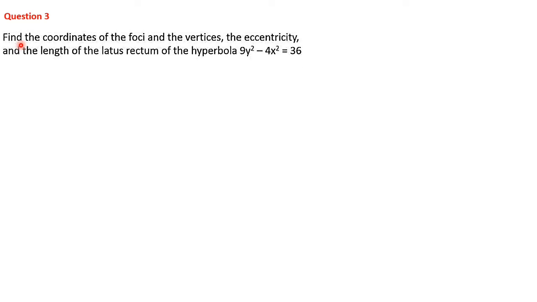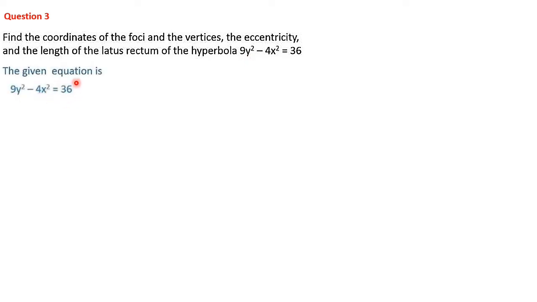Next we shall discuss the third question. Find the coordinates of the foci and the vertices, the eccentricity and the length of the latus rectum of the hyperbola 9y square minus 4x square is equal to 36. Here let's write down the given equation, 9y square minus 4x square equal to 36.